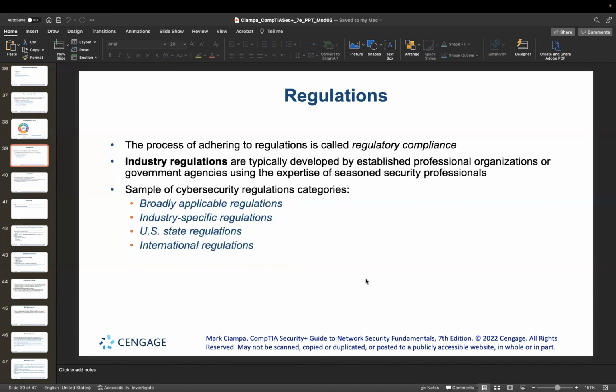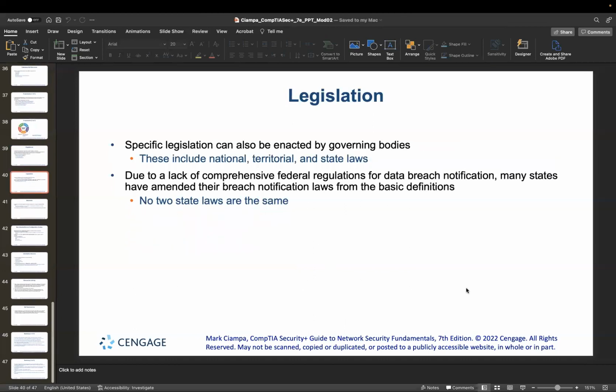One of the entities that you may not guess as providing security controls to huge enterprises, even utilities like PG&E, is TSA. The same TSA that checks you in the airports before you onboard the plane. So they actually provide regulations for security as well. Some of these categories, as you can see down here, are broadly applicable regulations, industry-specific regulations, US state regulations, or even international regulation based on which compliance zone or region you are in.